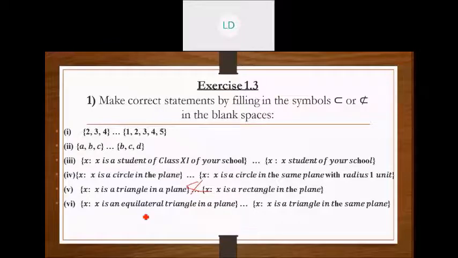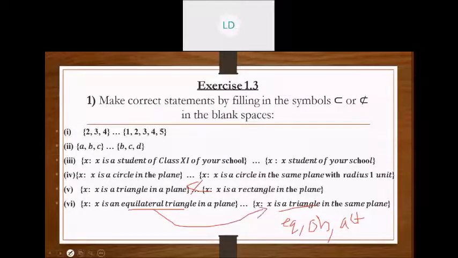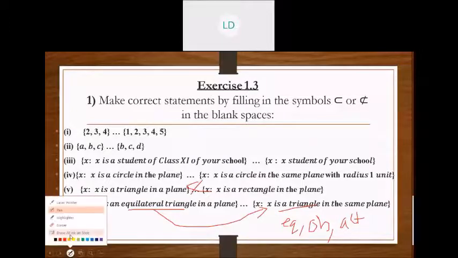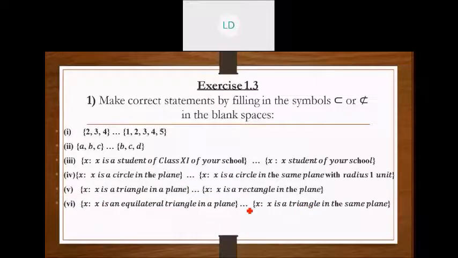Next, X is an equilateral triangle in the plane. Is it contained in the set of X is a triangle in the same plane? If X is a triangle, we can consider an equilateral triangle, then we can consider obtuse, acute, scalene, all kinds of triangles you can choose. So this equilateral triangle is there in this set. Therefore, this forms the subset.